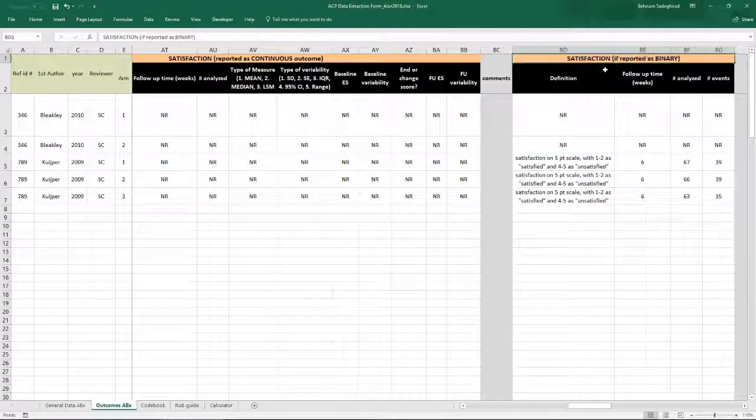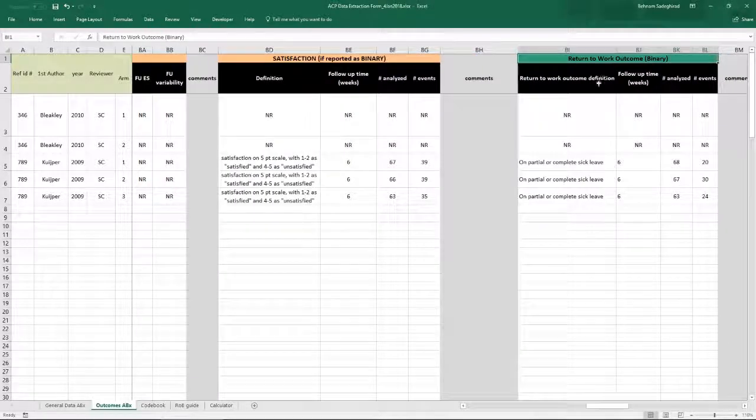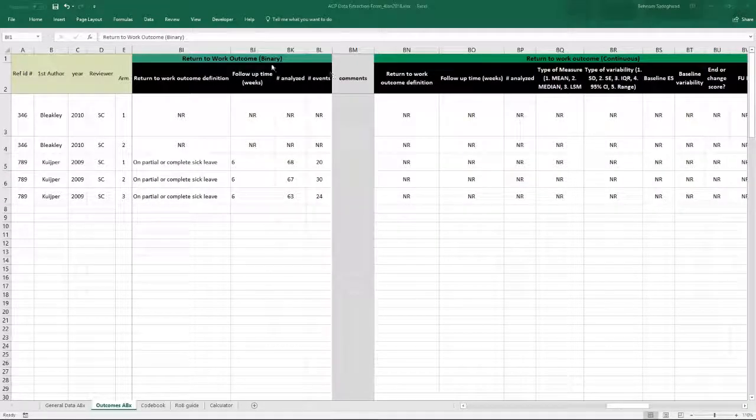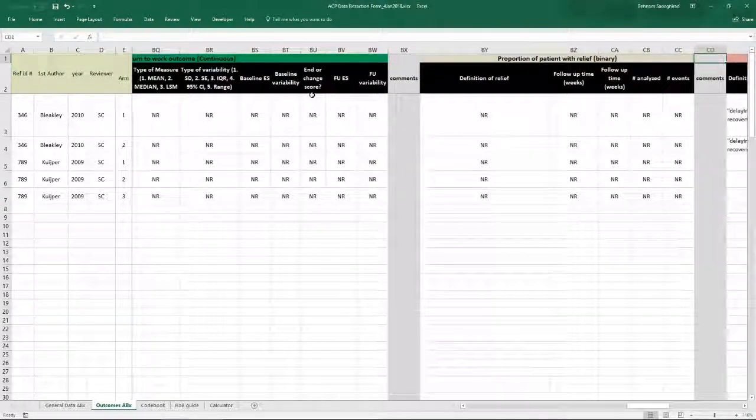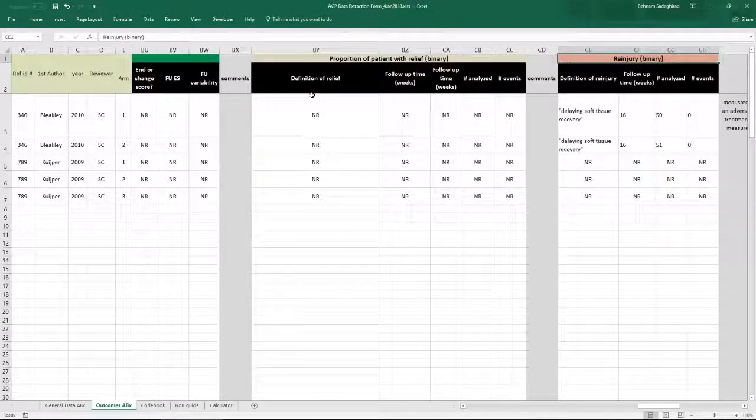For the return to work, this paper reported the number of patients that were on partial or complete sick leave, then you will enter the follow-up time, number analyzed, and number of events for each arm. Re-injury is a binary outcome, but it can be both an outcome and an adverse event.